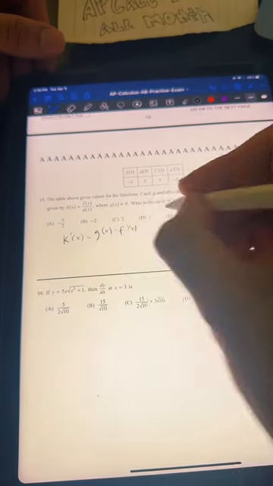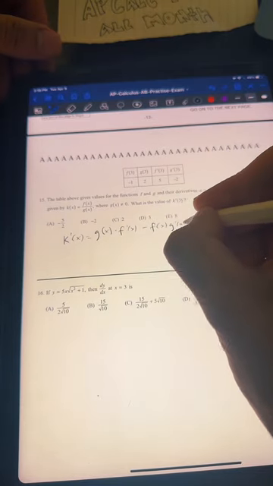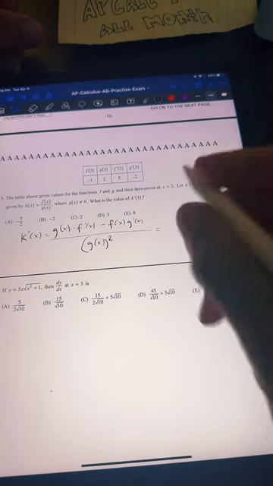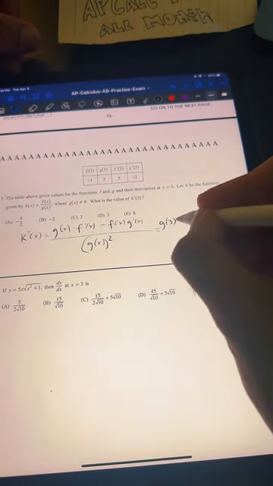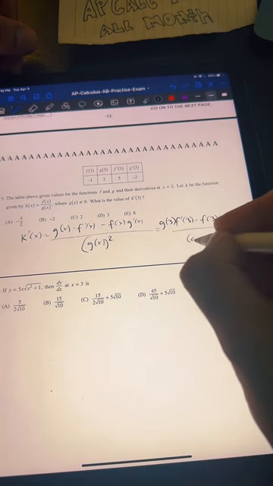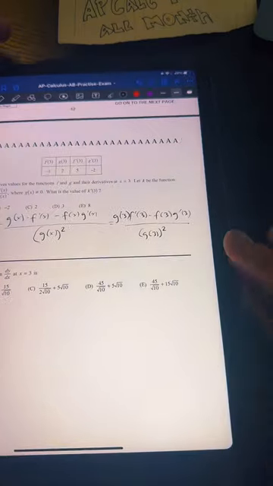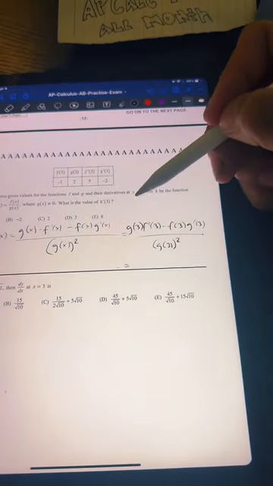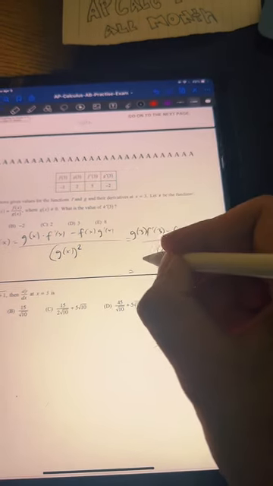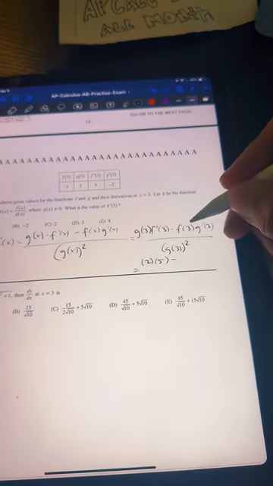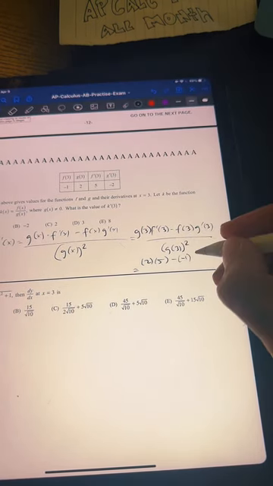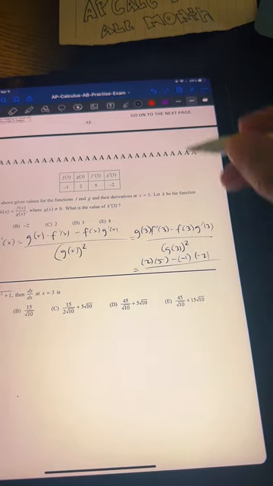So g of x times f prime of x minus f of x g prime of x over g of x squared. And now they want us to just plug in 3. So g of 3 times f prime of 3 minus f of 3 g prime of 3 over g of 3 squared. They obviously give us values here. So g of 3 is going to be 2, and f prime of 3 is going to be 5. So we have 2 times 5 minus f of 3 is going to be negative 1. g prime of 3 is going to be negative 2.